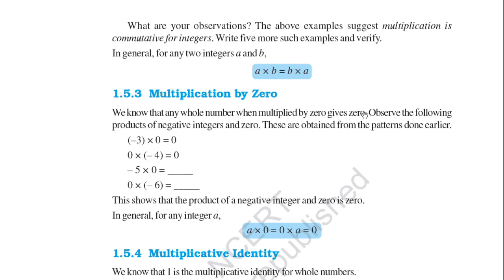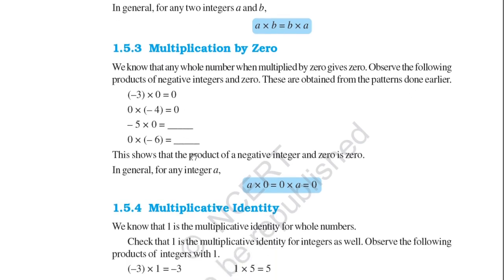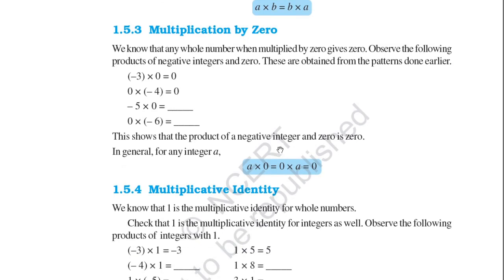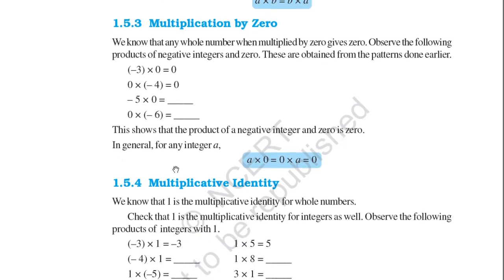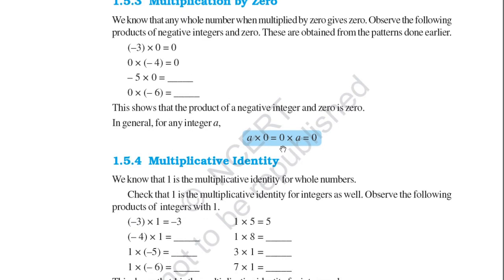Observe the following products of negative integers and 0. These are obtained from the pattern done earlier. So you can see here, anything multiplied by 0 will become 0. This shows that the product of a negative integer and 0 is 0. In general, for any integer a, a into 0 is equal to 0 into a, which will become 0. Anything multiplied by 0 will become 0.